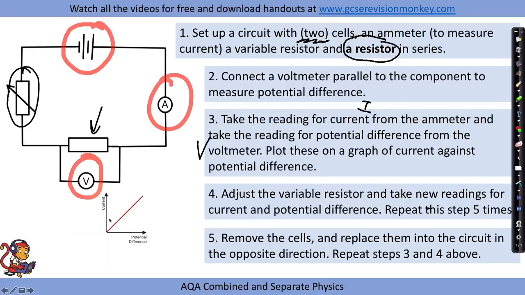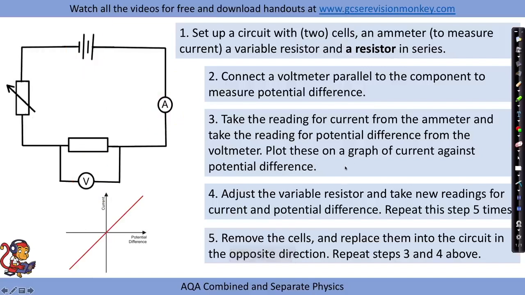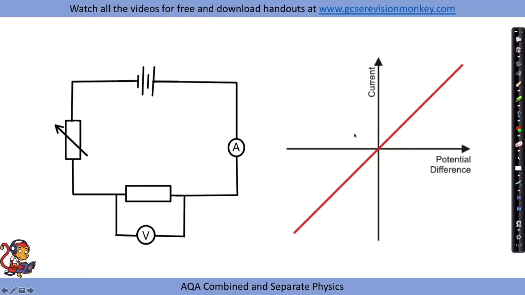And by doing that, we get negative readings for our voltmeter and ammeter, and we can collect data for this negative region of the graph. So that's our completed graph for a resistor at constant temperature. You can see a directly proportional relationship between current and potential difference. If we wanted to replace this component and investigate something else, that's all we would have to do.